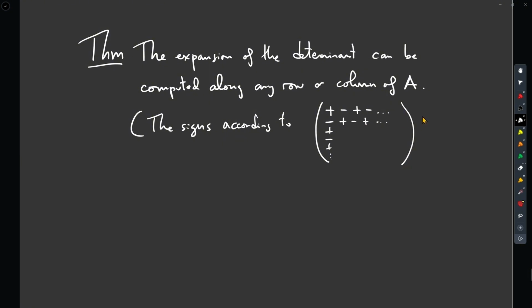So if you're going to compute a determinant, then you have to multiply the determinants of the minors by the appropriate sign according to whatever row or column you are expanding along. So let me show you a matrix and a determinant. I'm going to expand it along two different rows. So for example, if I have the matrix 1, 2, 0, 3, 4, 0, 0, 0, 2, I can do this in two different ways.